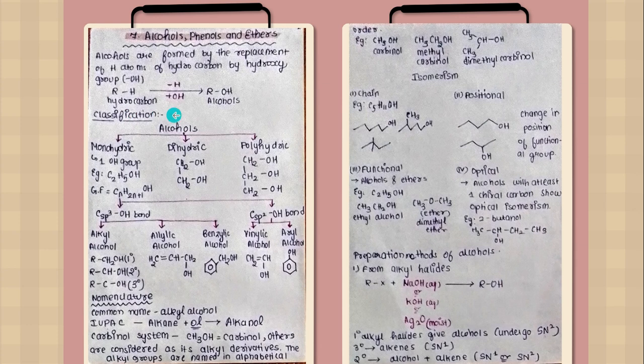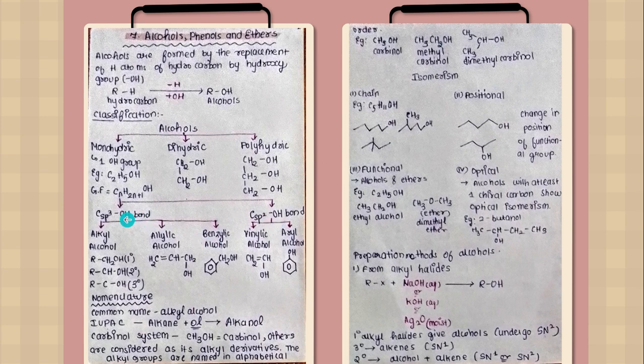Now coming to the classification of alcohols. Alcohols are divided into three groups based on the number of OH groups present. If one OH group is present, it is known as monohydric alcohol. If two are present, dihydric. If more than two are present, then polyhydric. So in monohydric, we again have a few classifications.